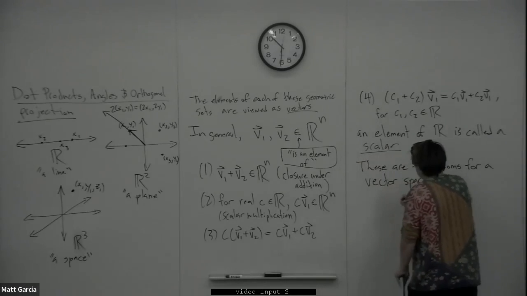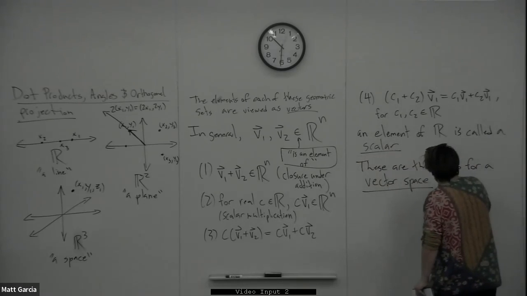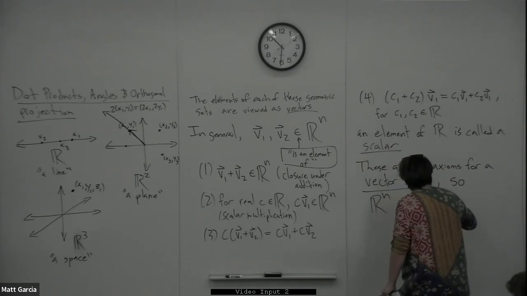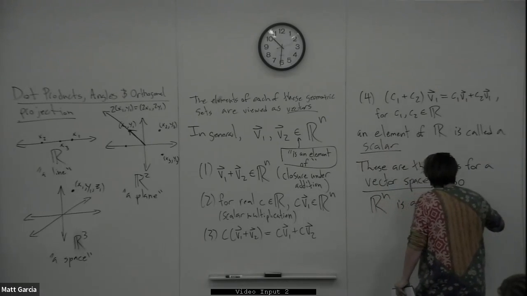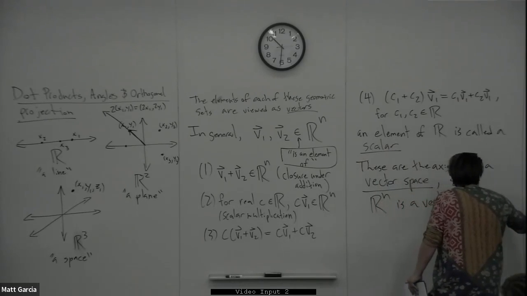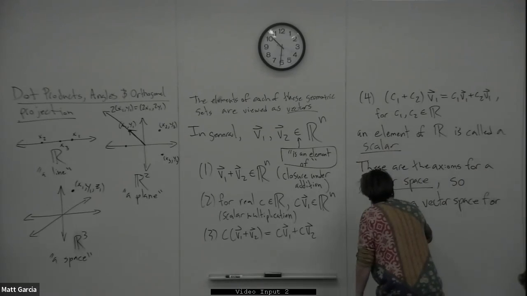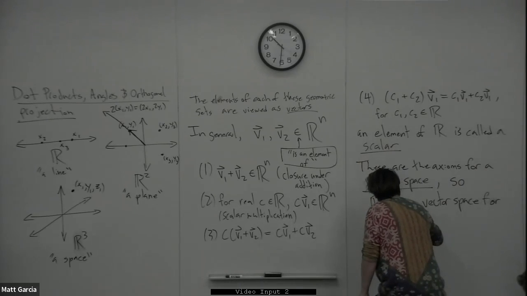These are the axioms for a vector space. So Rn is a vector space for all positive n.